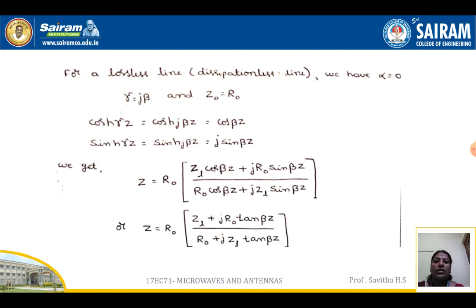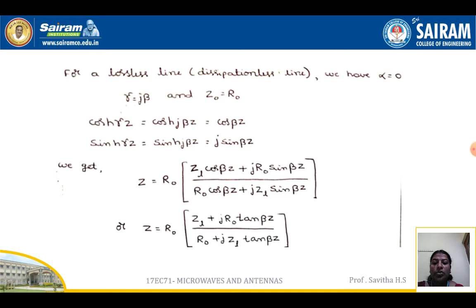For a lossless line, already I told you the attenuation constant will be 0. Therefore gamma is equal to j beta and Z naught is equal to R naught. So cosh gamma z is equal to cosh of j beta z, which will be cos beta z. Similarly sinh will be j sin beta z. So Z is equal to R naught times ZL cos beta z plus j R naught sin beta z, divided by R naught cos beta z plus j ZL sin beta z.